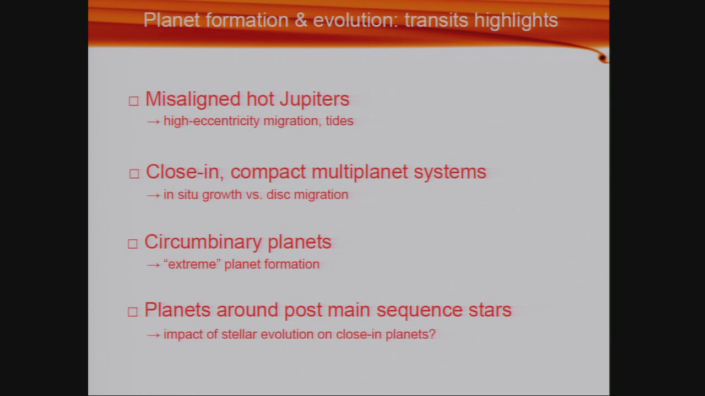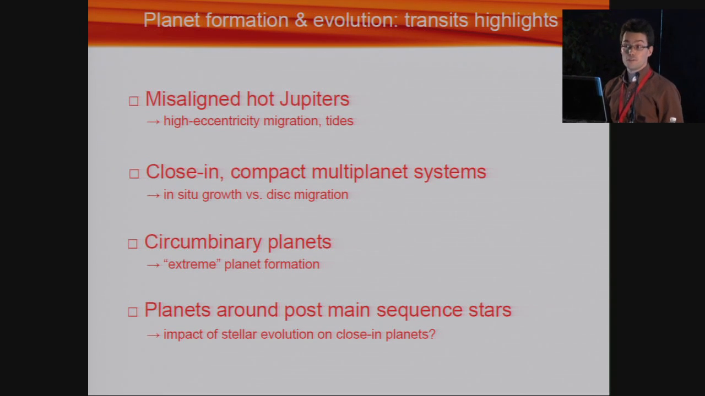First, transit methods have led to discovering many misaligned hot Jupiters that we've already heard about yesterday. I would say that these discoveries have reinstated dynamical processes as likely processes that shape planetary systems. And I would also say that these have shown the importance of better understanding star-planet tidal interactions when trying to model the orbital evolution of short-period planetary systems.